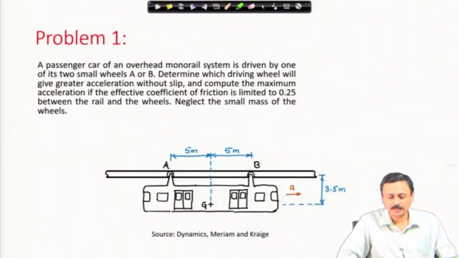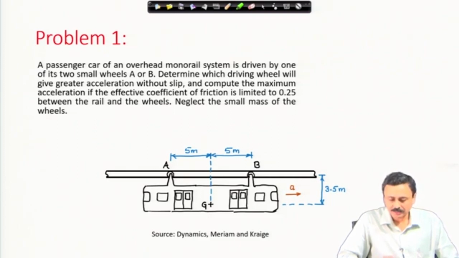Now, I will demonstrate application of these equations through some problems. This is the first problem taken from Meriam and Kraige's book of dynamics. It says a passenger car of an overhead monorail system is driven by one of its two small wheels A or B. Determine which driving wheel will give greater acceleration without slip, and compute the maximum acceleration if the effective coefficient of friction is limited to 0.25 between the rail and the wheels. Neglect the small mass of the wheels.